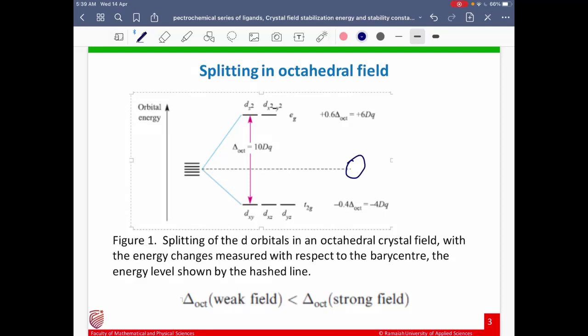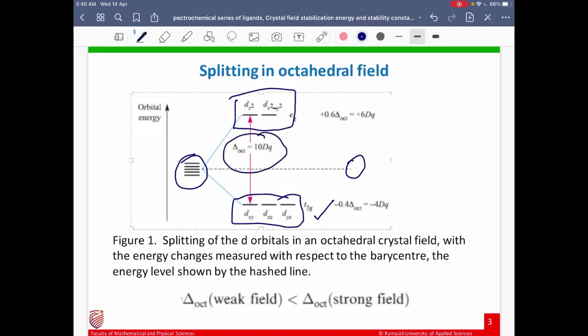We know that the degenerate d orbitals are split into two sets of orbitals which have different energy. One with lower energy, that is T2g, which consists of three d orbitals, dxy, dxz, and dyz, and Eg orbitals, dz square and dx square minus y square. The energy difference between the T2g and Eg in an octahedral field is represented as delta octahedral.